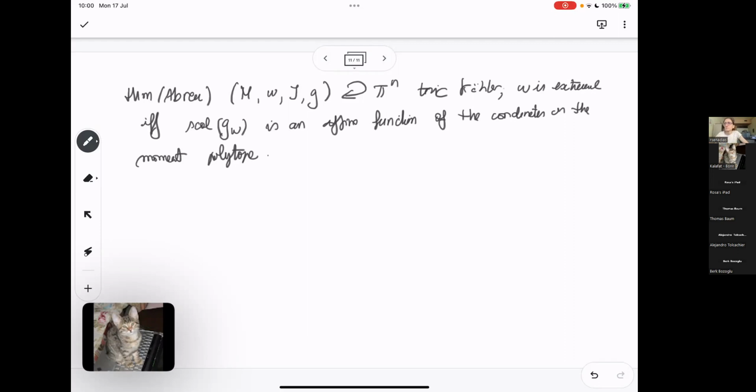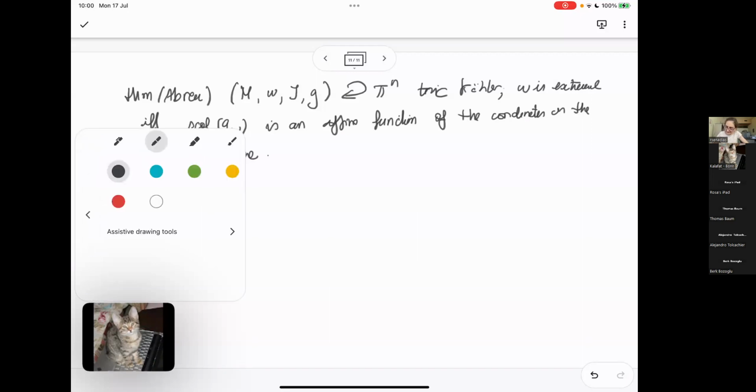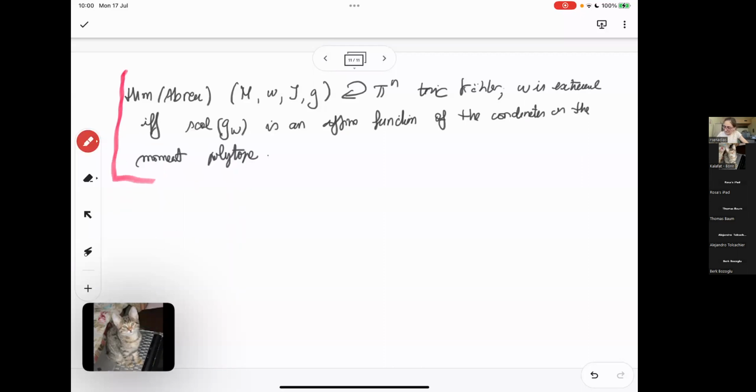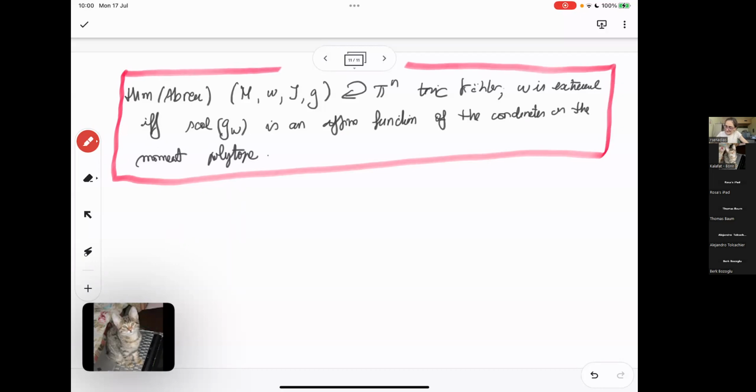So it's pretty easy to decide on a toric manifold whether a metric is extremal or not. You calculate its scalar curvature. If it's a linear combination of the action coordinates, then it's extremal. Otherwise, it's not. And again, this theorem is going to play a role in what I say later. But it's the typical toric theorem that explains why toric manifolds are so much simpler than generic manifolds.